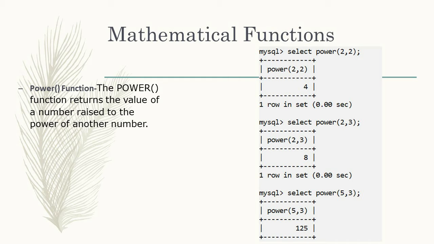Next numeric function is the round function. The round function is used to round up the number. If I say select round 2.58, the value after the point, 58, is greater than 50, so it will round up to the nearest whole number, so 2.58 will become 3.